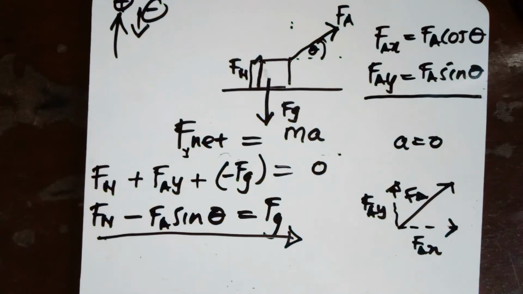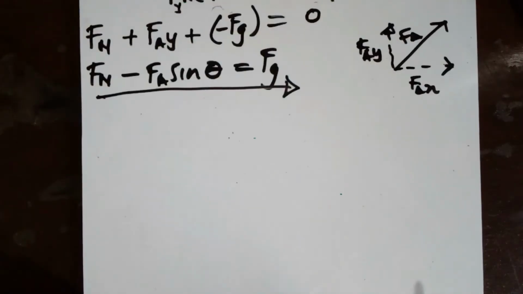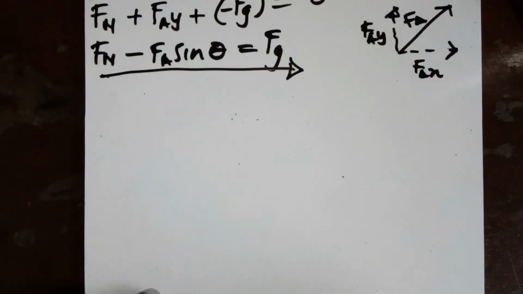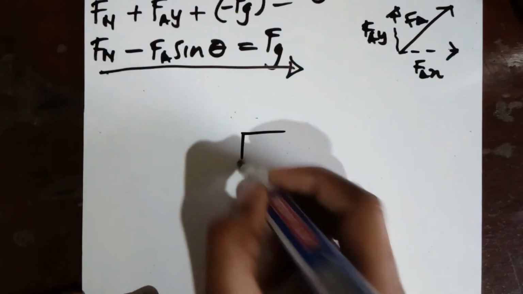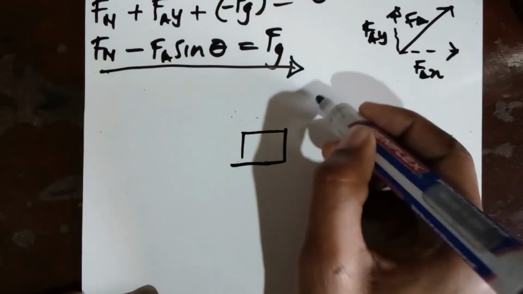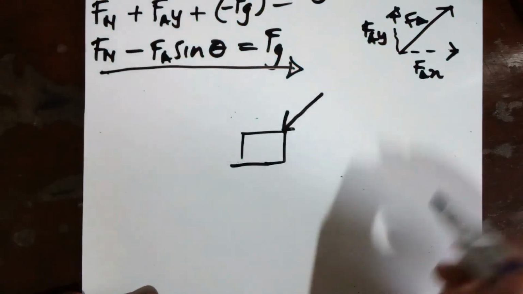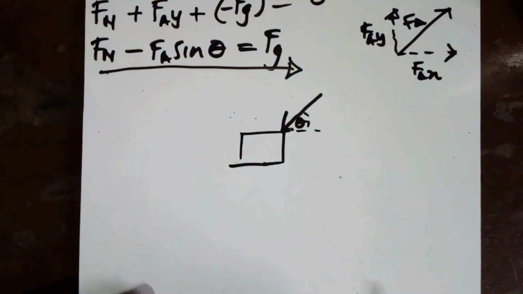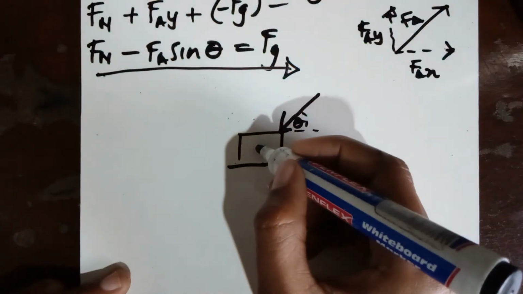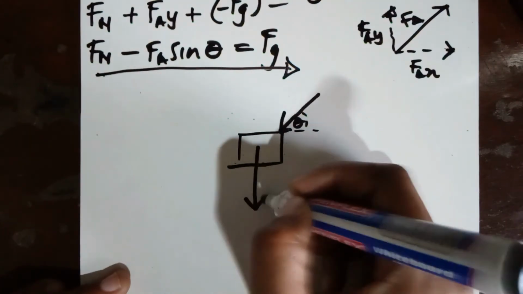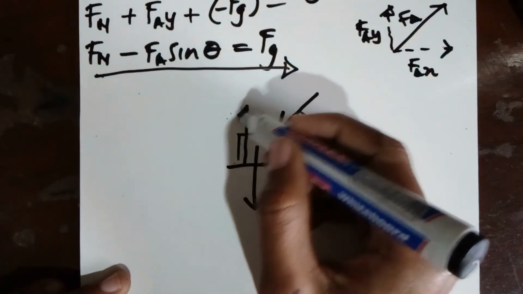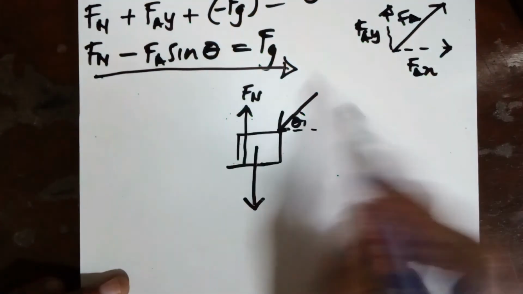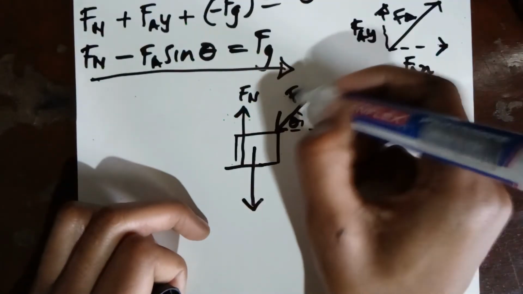But now let us consider a different situation where we have the same object, but now this force is facing this way, and it's making that angle theta. So we still have our Fg from the center, and then we'll have Fn over here. We can call it Fa as well.